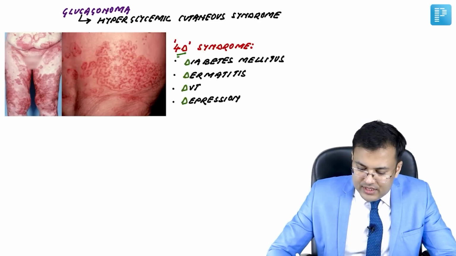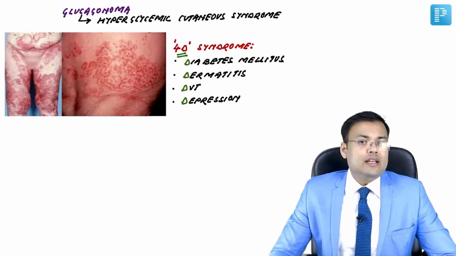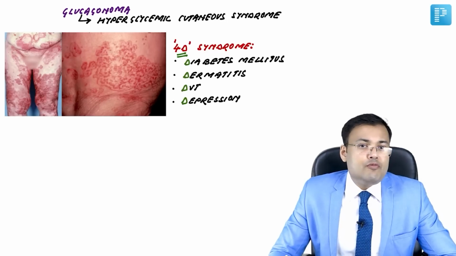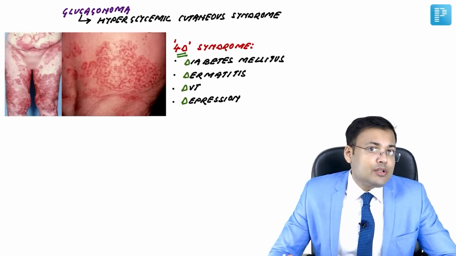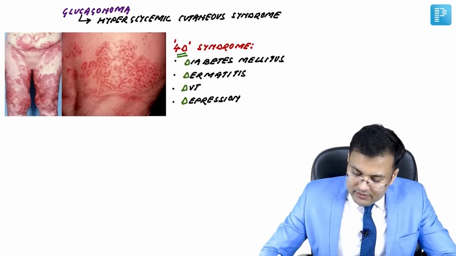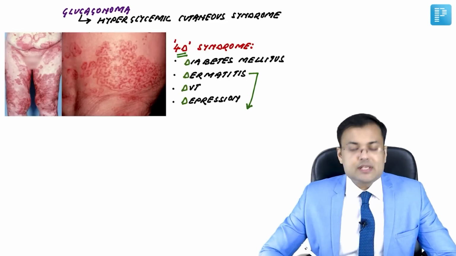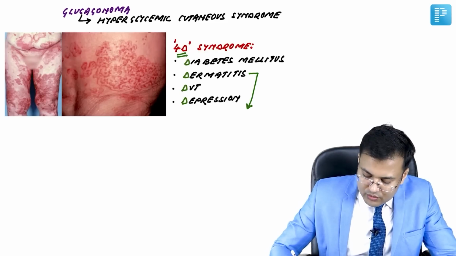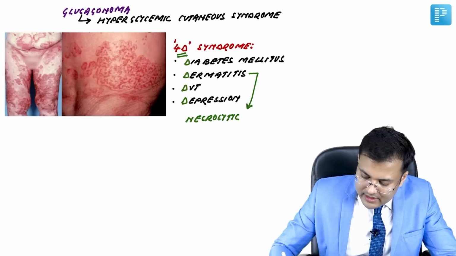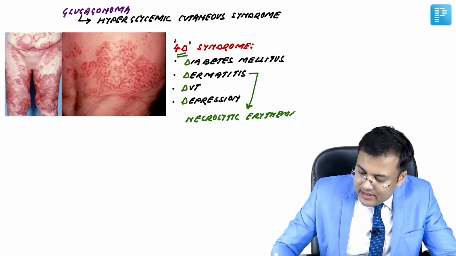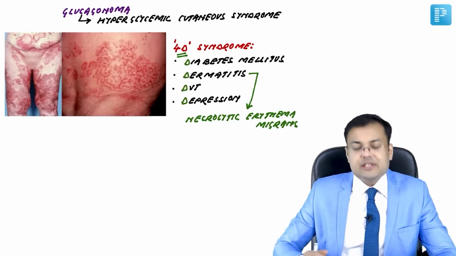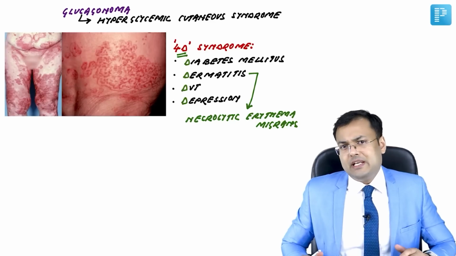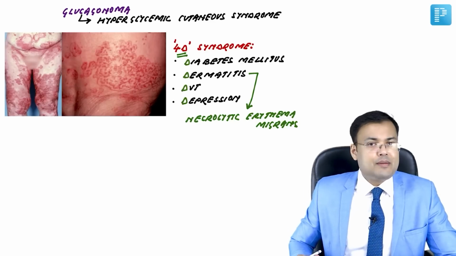So what are the 4Ds? First, diabetes mellitus, there is dermatitis, there is deep venous thrombosis and depression. 4D syndrome. Out of these, what is the most common symptom or manifestation? It's known as necrolytic erythema migrans. This is the most common symptom. Apart from this, the patient is having diabetes, deep venous thrombosis, dermatitis, and depression.